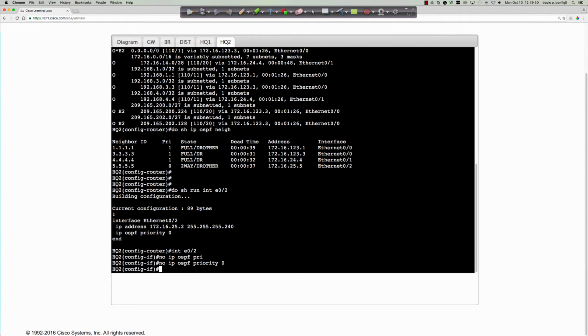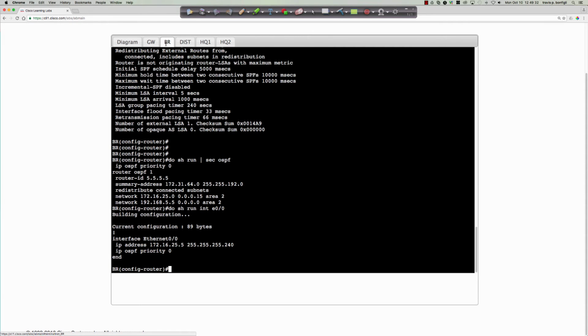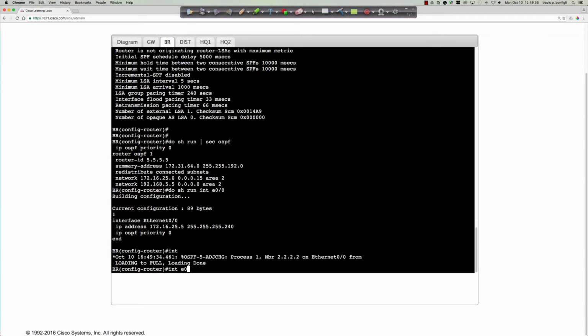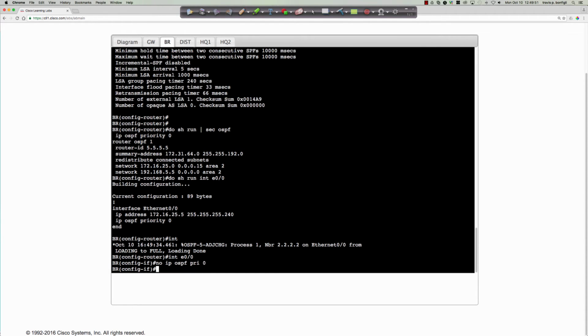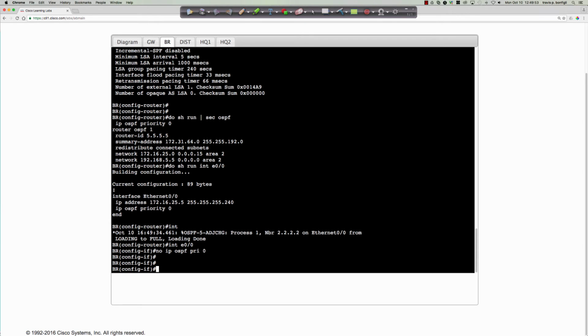And we're going to go down to the branch router. We're going to say the same thing. No IP, whoops, get into interface Ethernet 00. And there we go. It went from loading to full, but we're going to go ahead and pull it off of here. I don't see any reason not to. No IP OSPF priority 0. So that takes care of that.